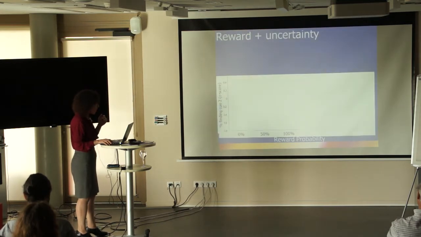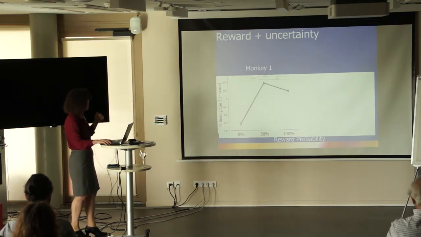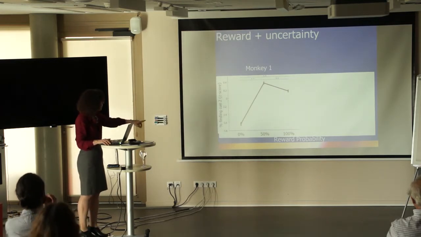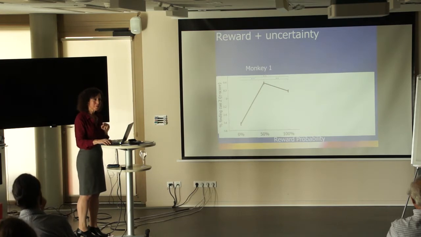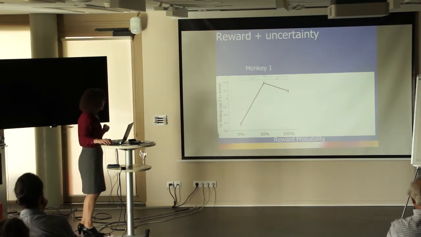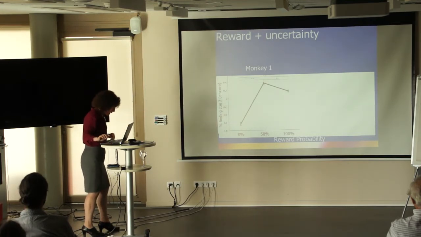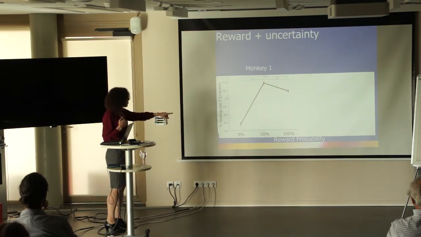Okay, so here's what the monkeys are doing. This is the search function. What I'm plotting here is the percentage of trials in which the monkey actually found the second cue that was hidden there. And on the bottom is the prior reward probability. You can see that it's a skewed, inverted U-shaped function. In other words, the monkey searched the most when he had the highest uncertainty at 50%. And he didn't search at all if he knew ahead of time that there was no reward. He didn't even look at the search display.